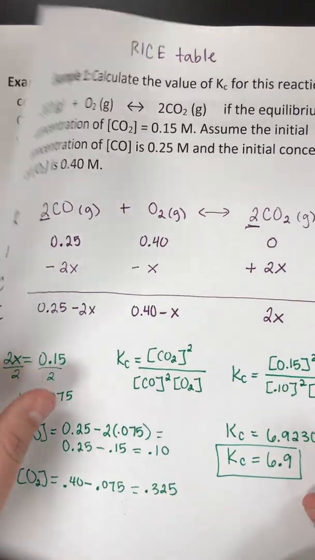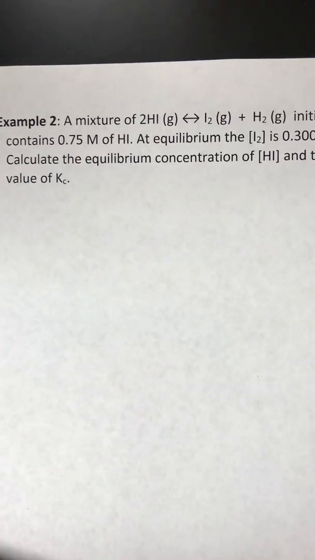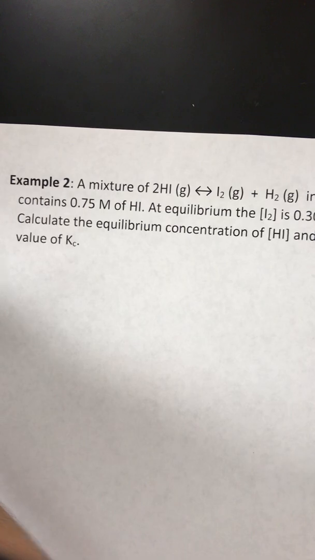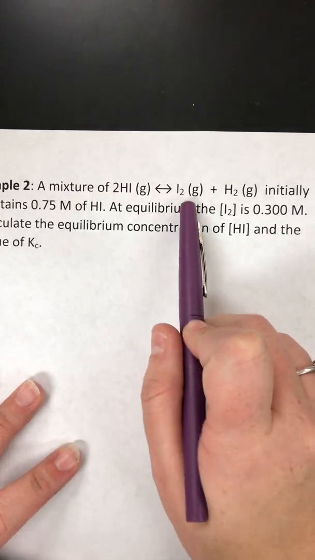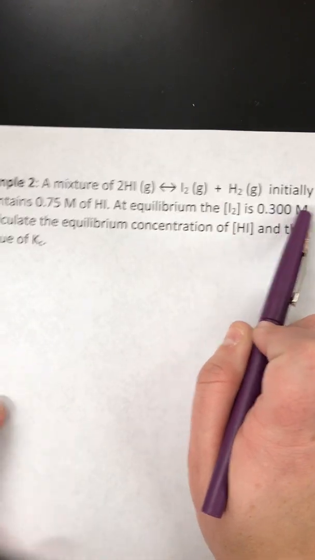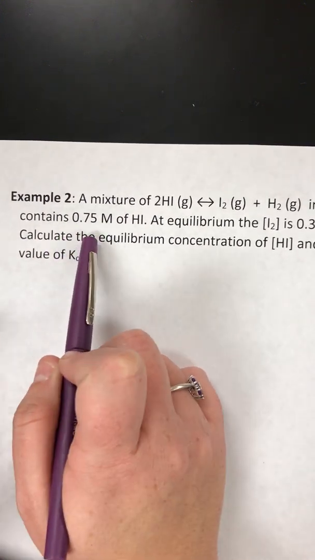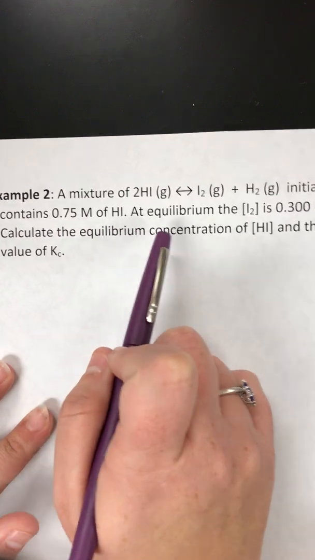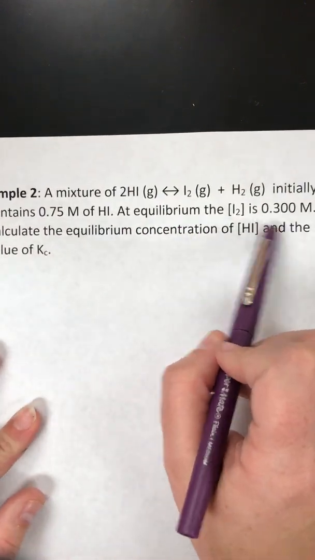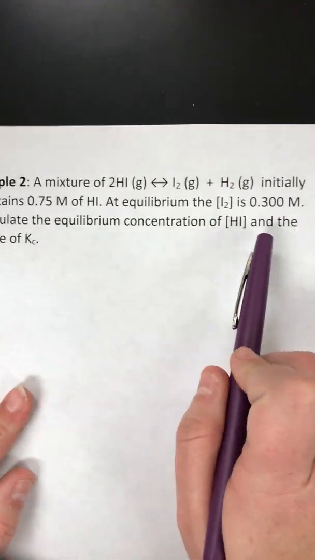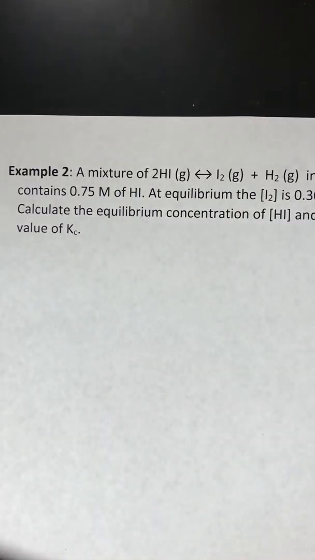You can always rewatch any part of the video that you need to. This one's going to be slightly different, but similar. Okay? We're still going to do a RICE table. All right, so it says a mixture of 2HI, as a gas, is in equilibrium with I2 as a gas plus H2 as a gas. Initially contains 0.75 molarity of HI. At equilibrium, the I2 is 0.300 molar. Calculate the equilibrium concentration of HI and the value of Kc.